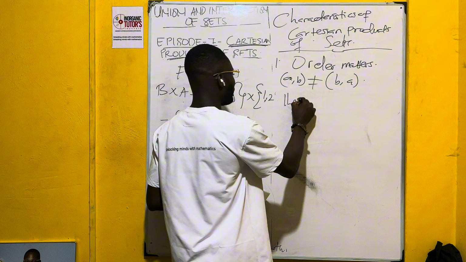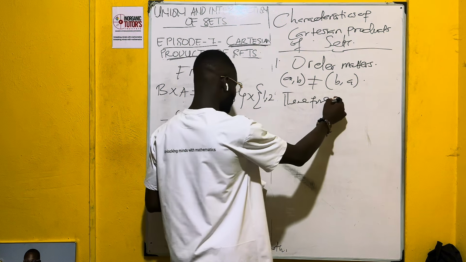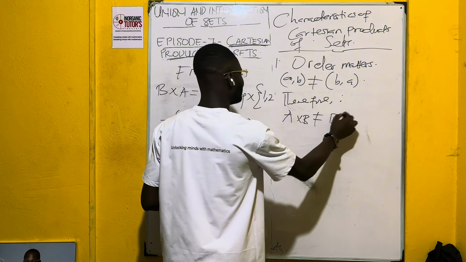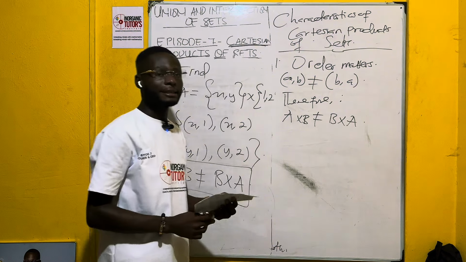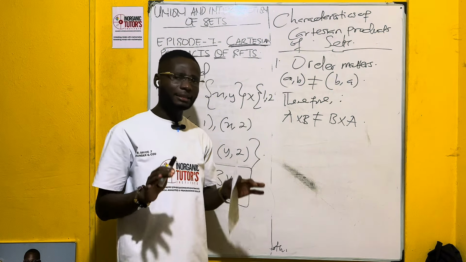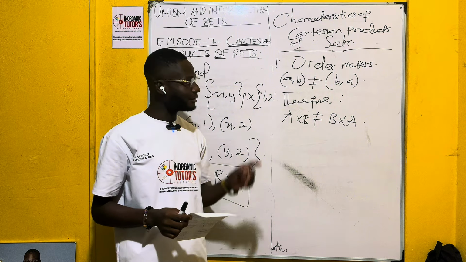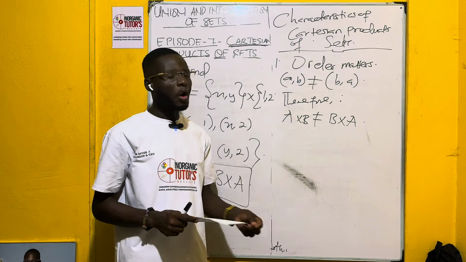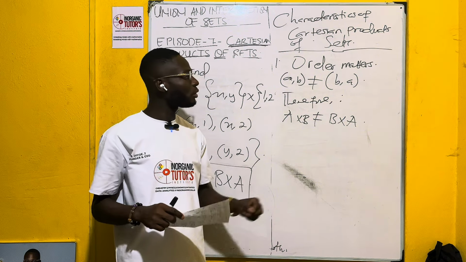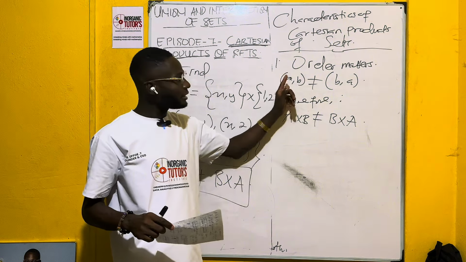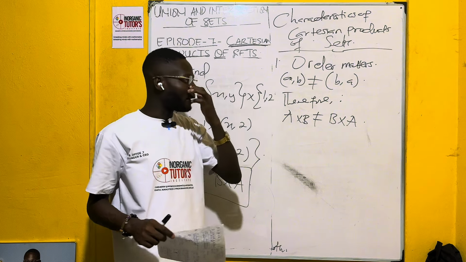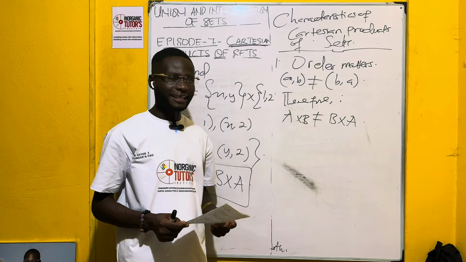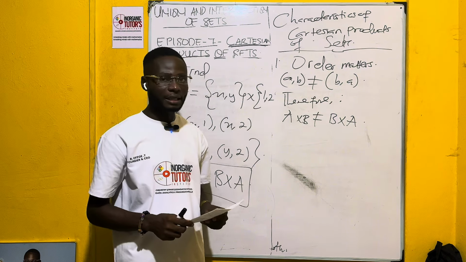Therefore, we can say that A cross B is not the same as B cross A, right? And this is the most important characteristic that you have to know. As I said from the beginning, this is the most important characteristic. Although the rest are very important as well, I really prioritize this. If you fail this characteristic, I don't take the Cartesian product lightly with you, right? So you have to be careful with this particular characteristic.